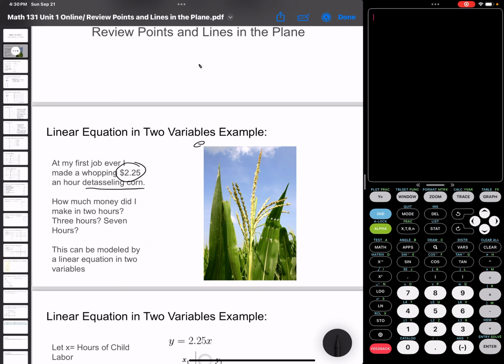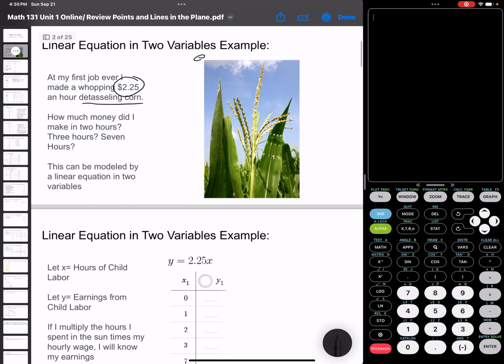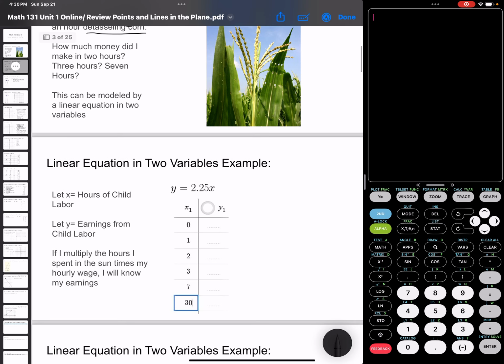Wow. So you might wonder, wow, Sarah, for this child labor, how much money did you make? I was 13, by the way, when I had this job. 2 hours, 3 hours, 7 hours. You can model this information by a linear equation in two variables. So here is an example of an equation that models that, right?